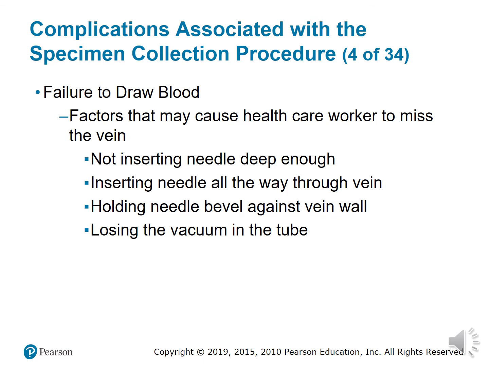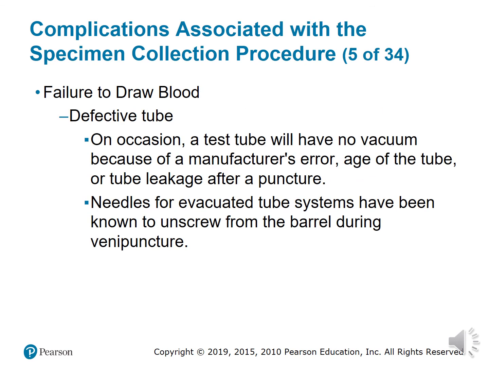Failure to draw blood. Factors that may cause healthcare workers to miss the vein: not inserting the needle deep enough, inserting the needle all the way through the vein, holding the needle bevel against the vein wall, losing the vacuum in the tube. Defective tubes: a test tube may have no vacuum because of a manufacturer's error, age of the tube, or tube leakage after puncture. Needles for evacuated tube systems have been known to unscrew from the barrel. Venipuncture.